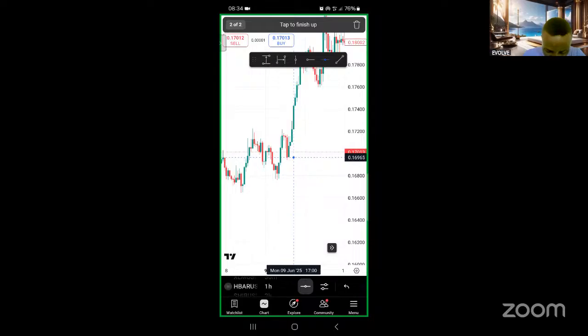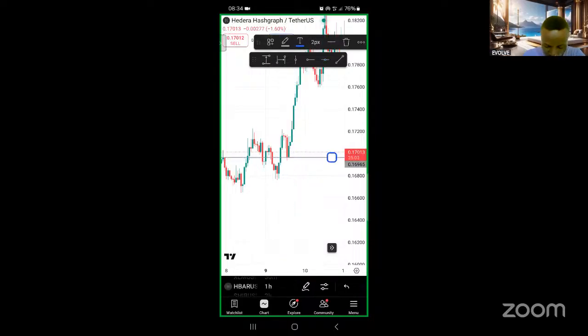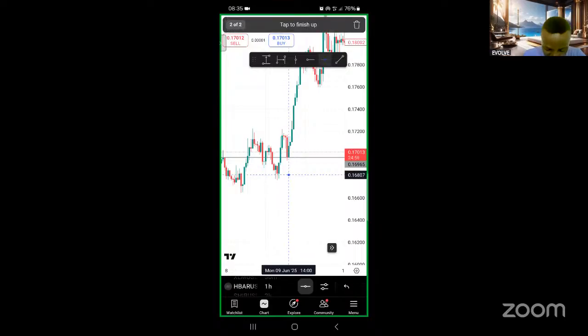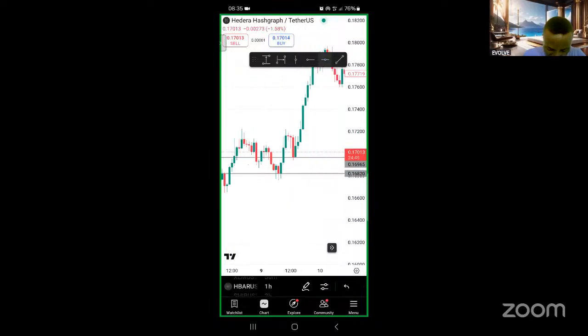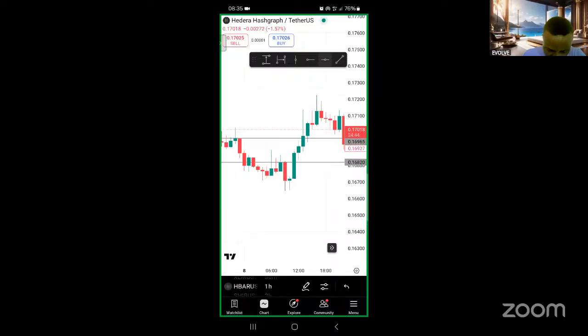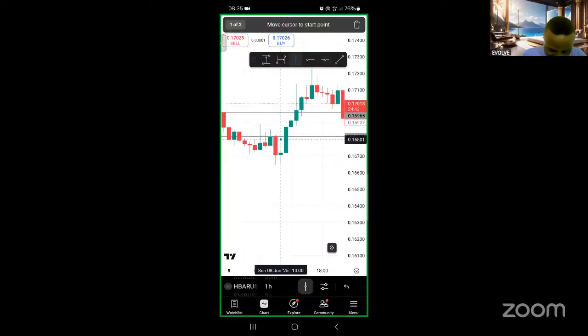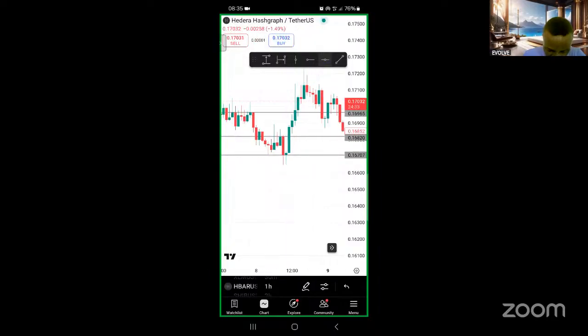Then I'm going to put it at my point. I'll put it here. This is the first support. The second one is what? I can put another one. There's another support here. Can you see that? There's another support here. There's another support here. The price bounced off here. All right.